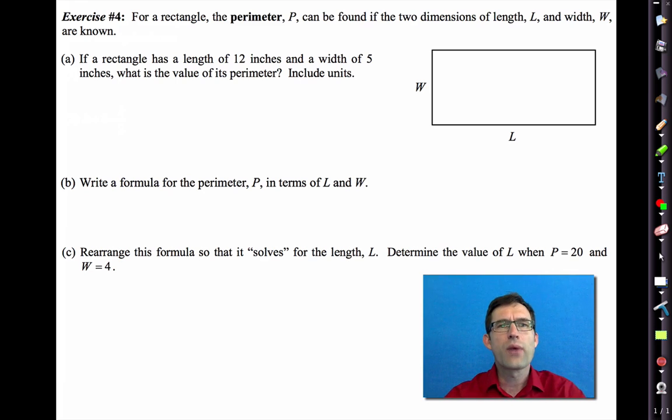Let's see. It says for a rectangle, the perimeter can be found if the 2 dimensions, the length L and the width W, are known. If a rectangle has a length of 12 inches and a width of 5 inches, what's the value of its perimeter? Include units. Why don't you go ahead and do this really fast? Pause the video, take like 1 minute, and go ahead and do it.